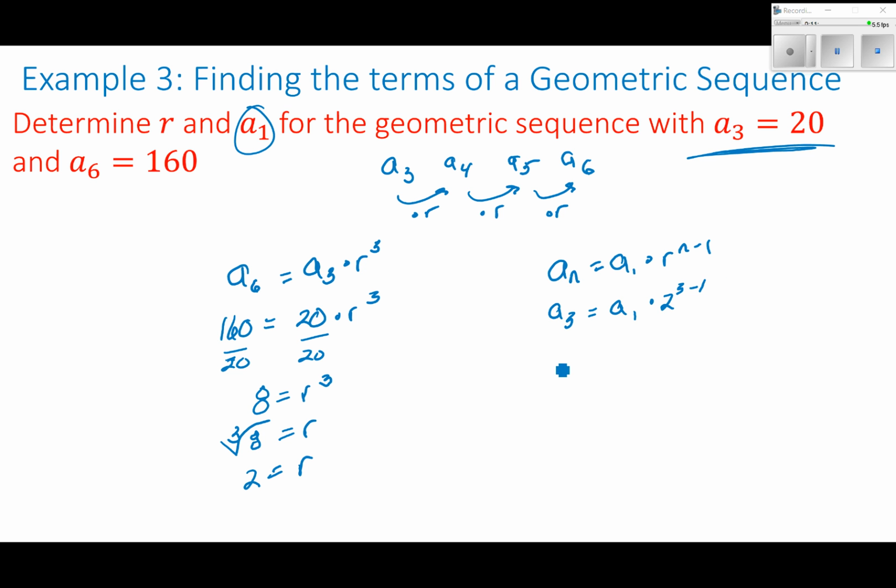Let's fill in some more numbers. I know a sub 3 is 20, a sub 1 times 2 squared. And so this would be 20 divided by 2 squared, or 20 divided by 4, which is 5. So a sub 1 is 5.